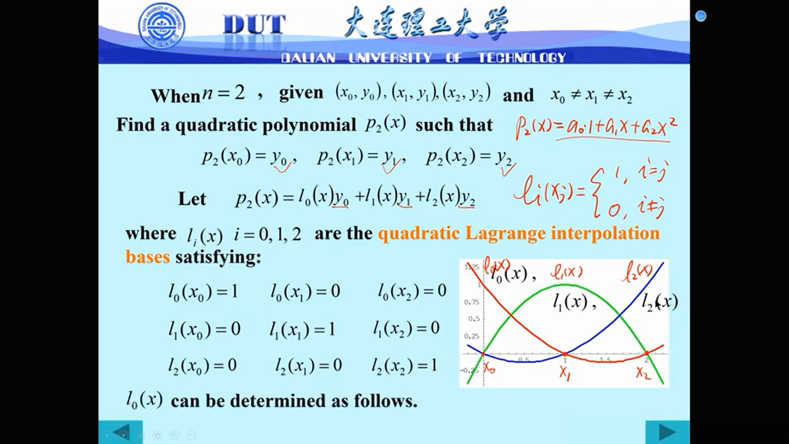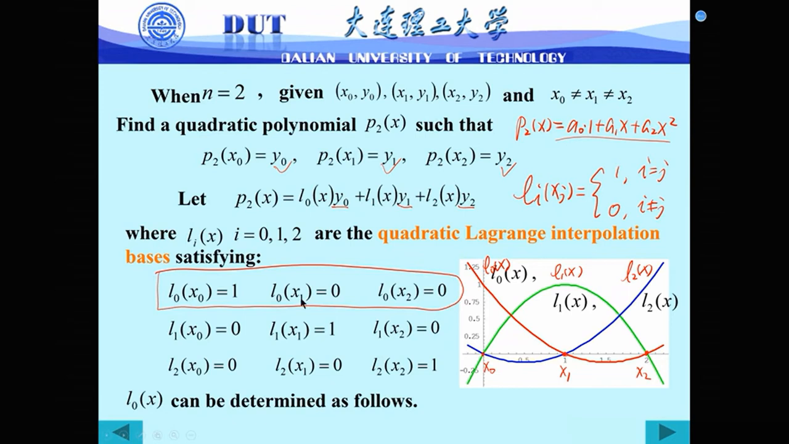Okay, now I just showed you the figure. We didn't show you the representation or the formula for the three functions, right? Now, I show you how to determine the three functions one by one. So, let's consider L0(x). For L0(x), we are given three conditions. Now, what does it mean for the last two formulas? You see, it means x1 and x2 are two zero points or roots for L0(x).